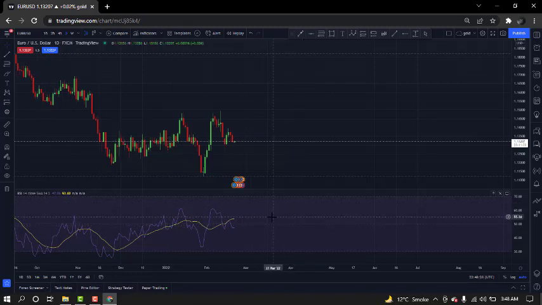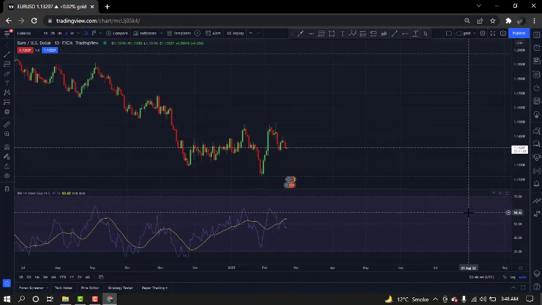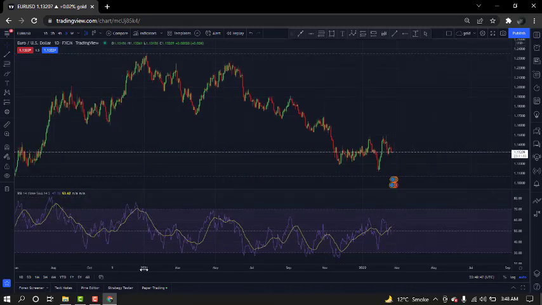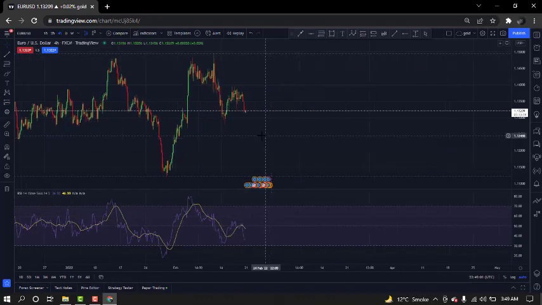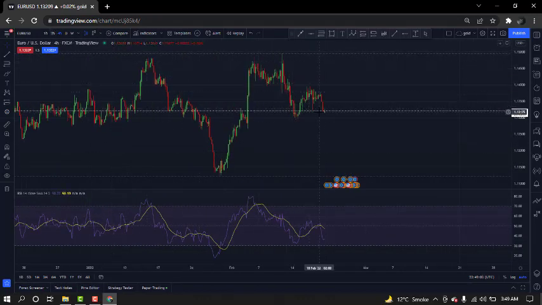First of all, what is the RSI indicator and why do we use it? Basically, you can see here are some numbers: 30, 40, 50, 60, 70, and here is 100. And you can see these are the year 2021, March, May, June, July, September, November 2021. Right now we are on the 4-hour chart, one candle representing 4 hours.